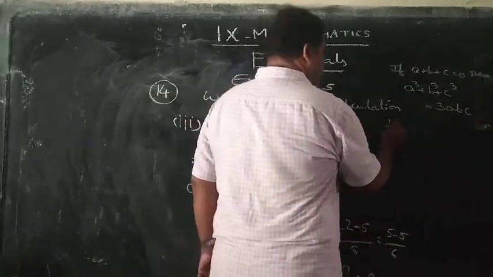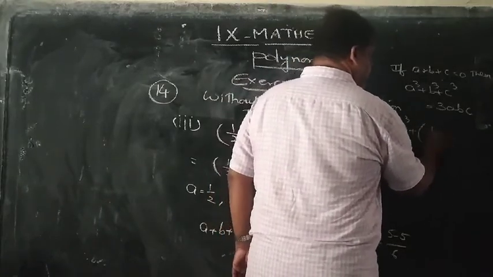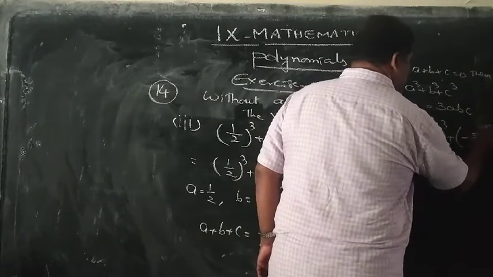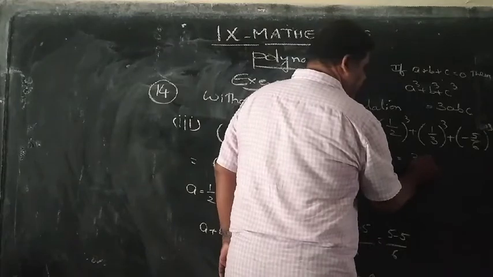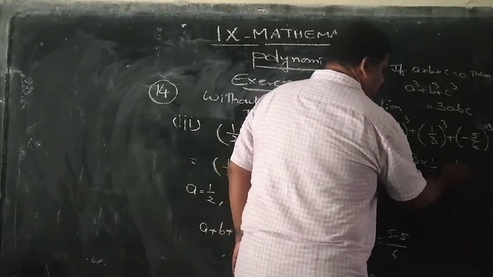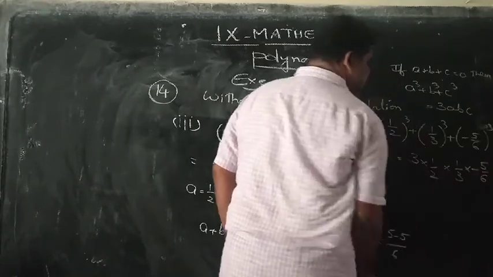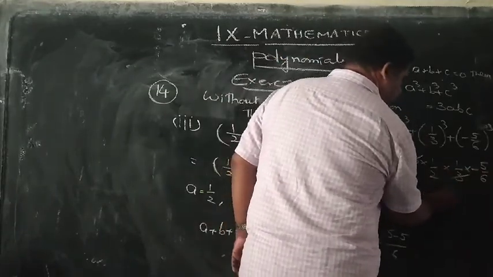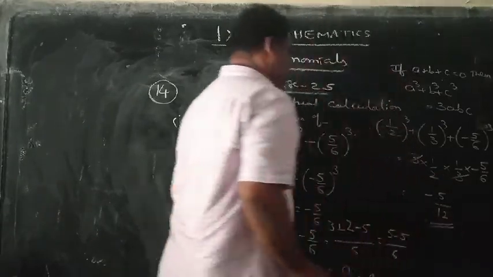Therefore 1 by 2 whole cube plus 1 by 3 whole cube plus minus 5 by 6 whole cube. This value is equal to 3abc. A value is 1 by 2, b value is 1 by 3 and this is minus 5 by 6. 3 cancel, minus 5, 2 6 are 12, minus 5 by 12.